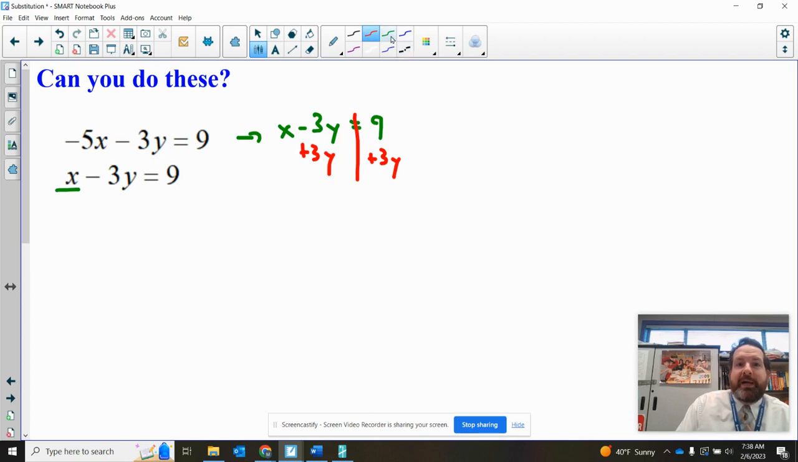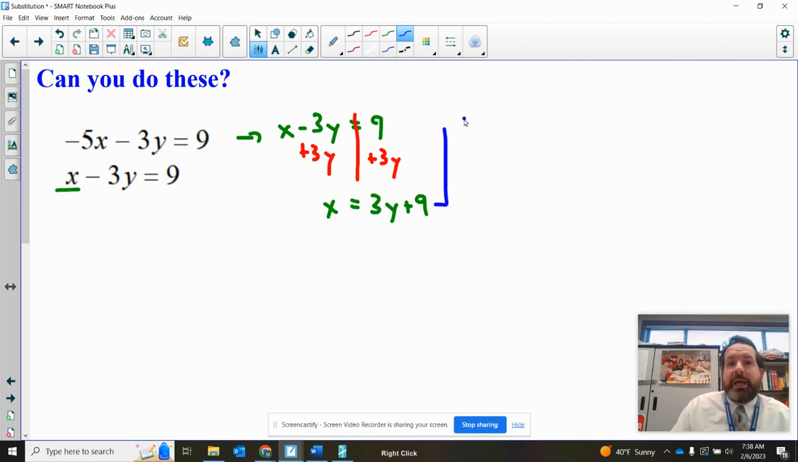Negative 3y plus 3y goes to 0. And so over here, I've got 3y plus 9. You could also write that as 9 plus 3y. It's the same thing. Now, this x is by itself. The first step of the process is done. So next, go now to your other equation. So in this case, that's the top one.